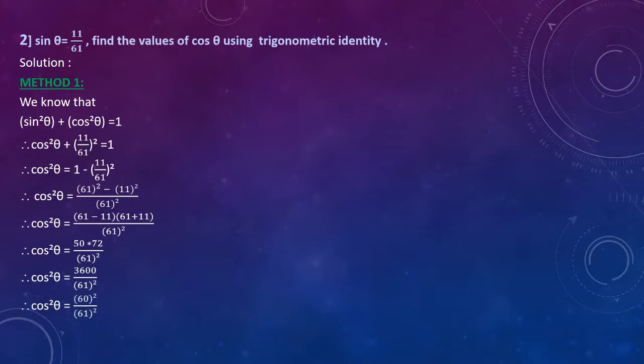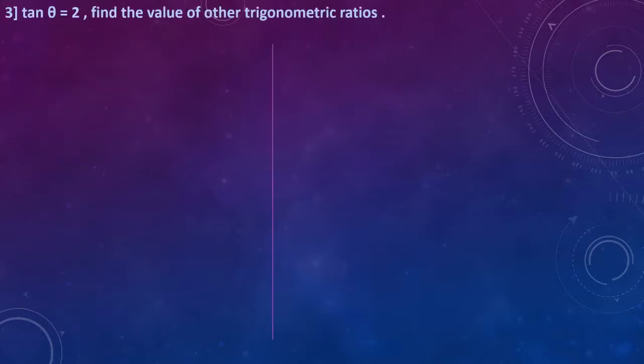Therefore, cos square theta is 3600 upon 61 square. Now this 3600 is the square of 60. So I have written it as cos square theta is equal to 60 square upon 61 square. Now by taking square root on both the sides of this equation, we get therefore cos theta is equal to 60 upon 61. So the value of cos theta using the trigonometric identity is cos theta is equal to 60 upon 61. Now let us see the third question.